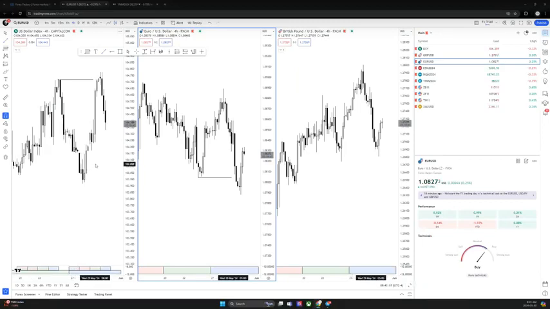So the main thing that we're trying to get instilled in your minds for next month is making sure that you understand what causes price reversals, when price is likely to turn around, when price should be moving, and when price should not be moving.